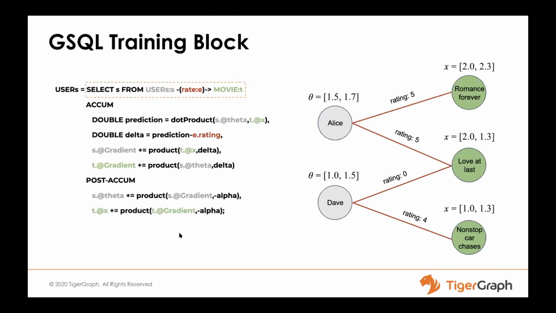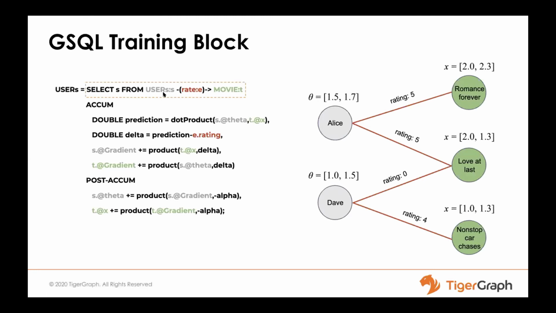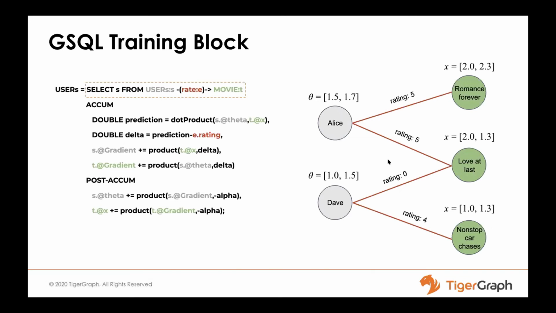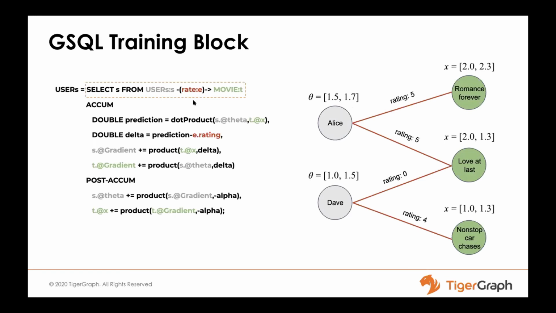So on the left is the code I wrote, and you can also see the variables in the script are color coded. For all the variables on the user end, the color is the same as the vertex shown here, and also for the movie. And on the right is the example we used for this. Let's say now we have already initialized our latent factor vector, and those are shown here on each one of the vertices.